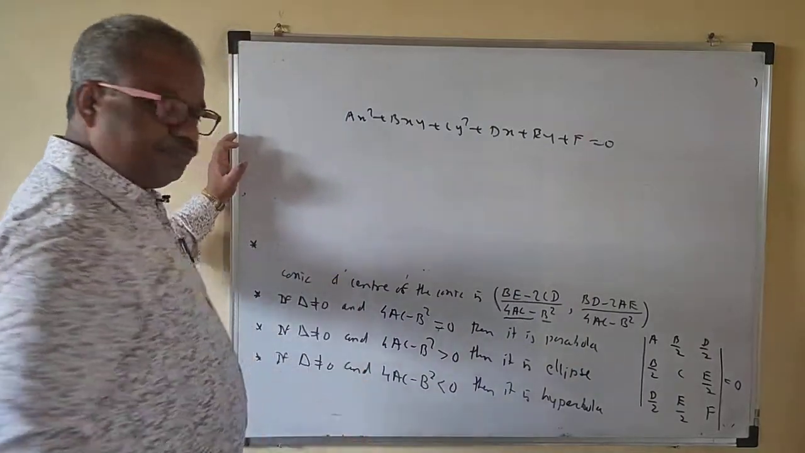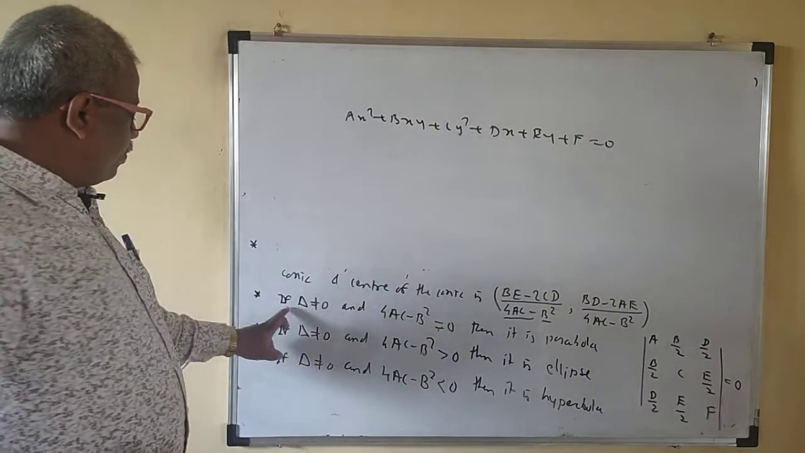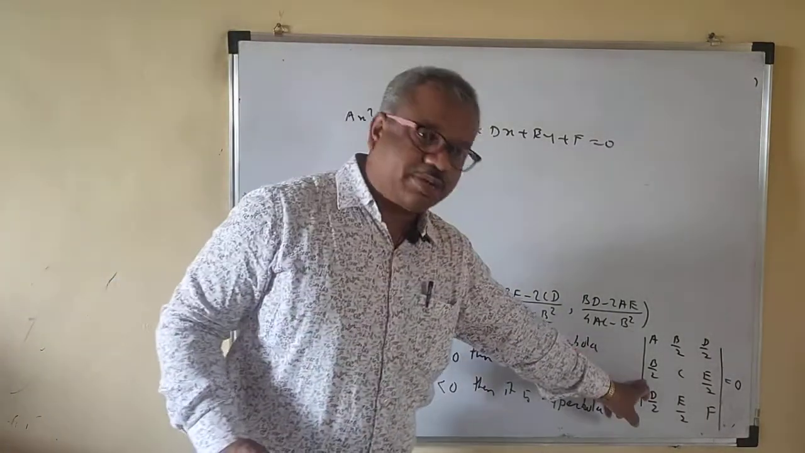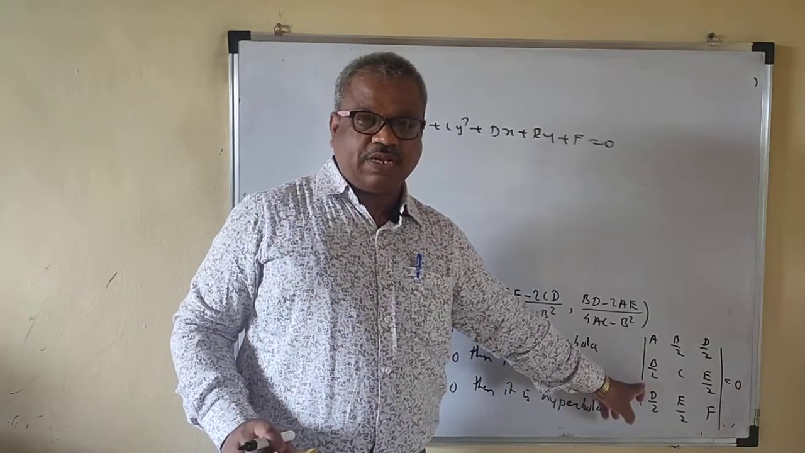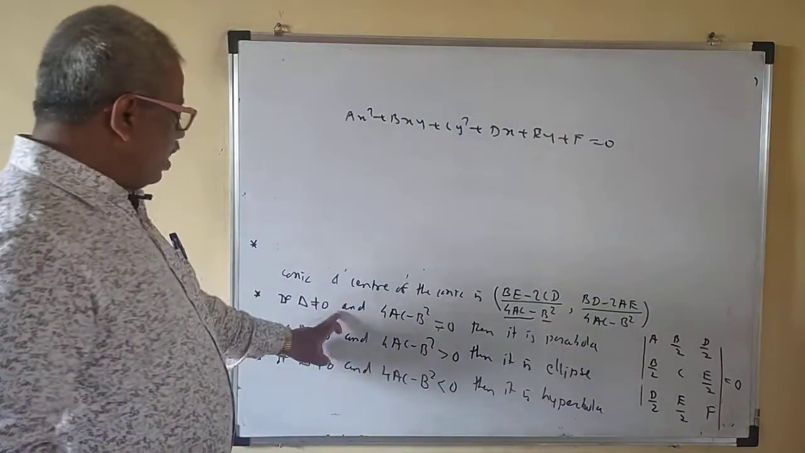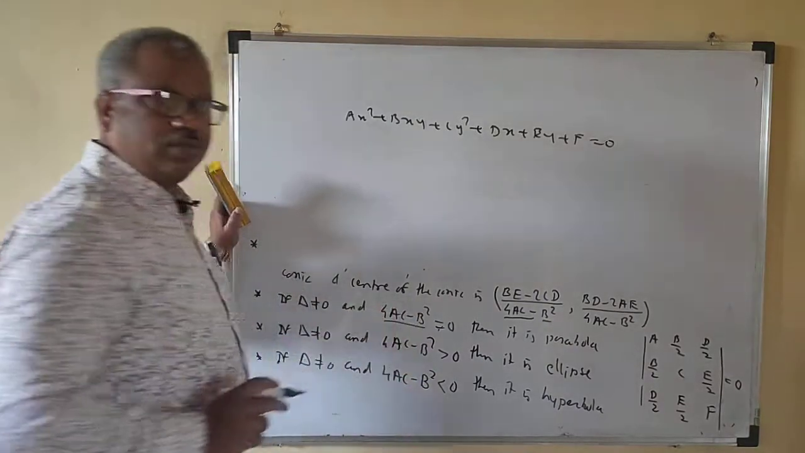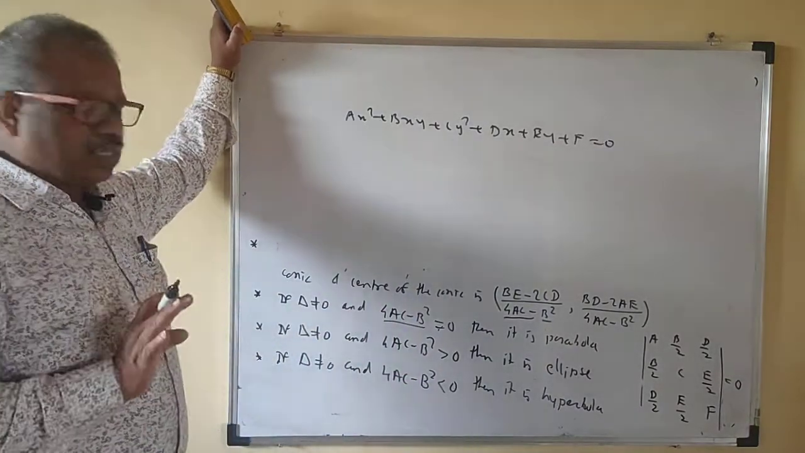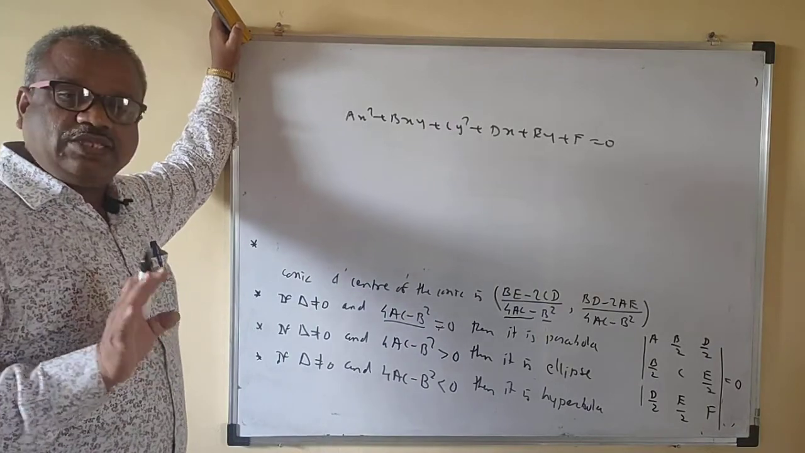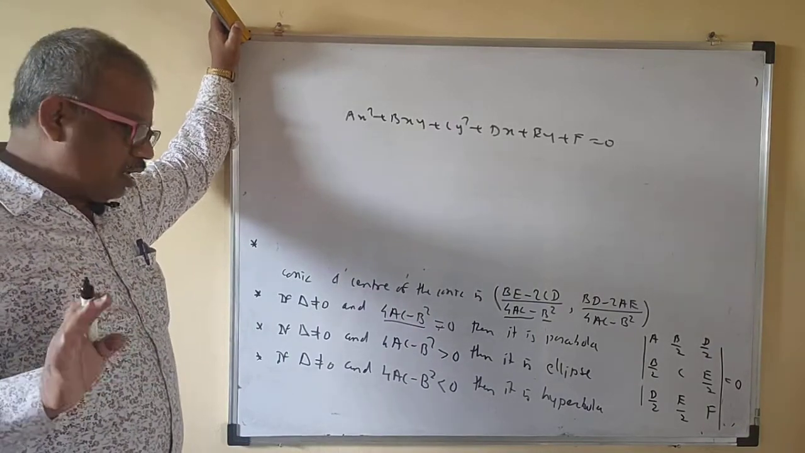So now if delta, this determinant, is not 0, that means it does not represent a pair of lines. Always check 4ac minus b square. To identify the locus, just check 4ac minus b square. If it is 0, then it is a parabola.